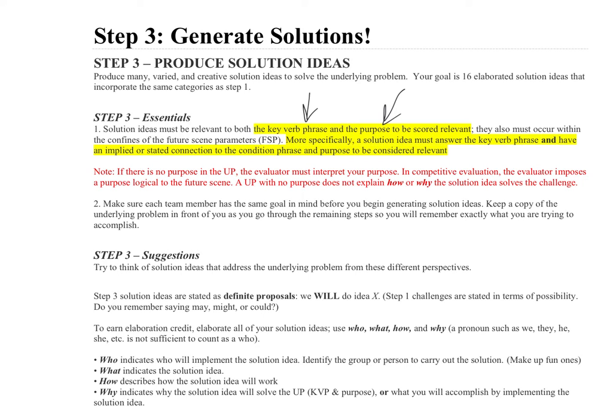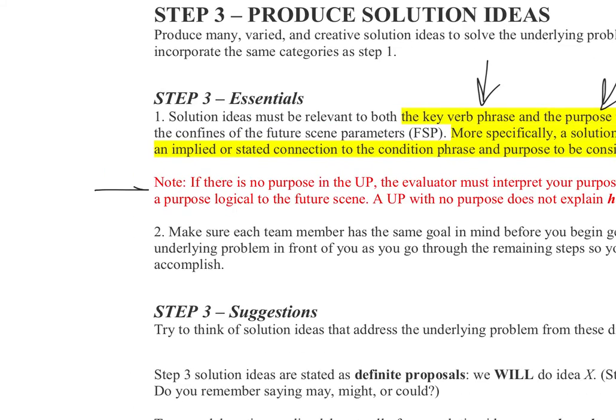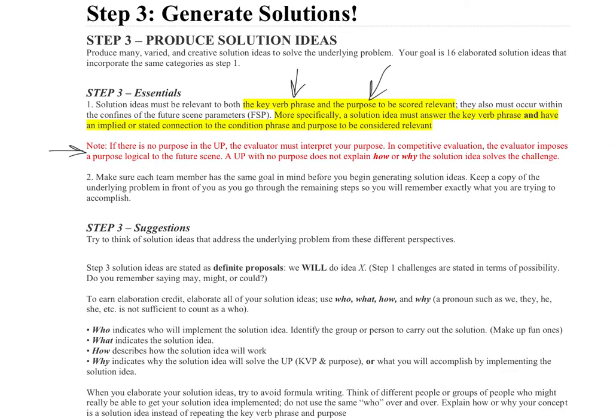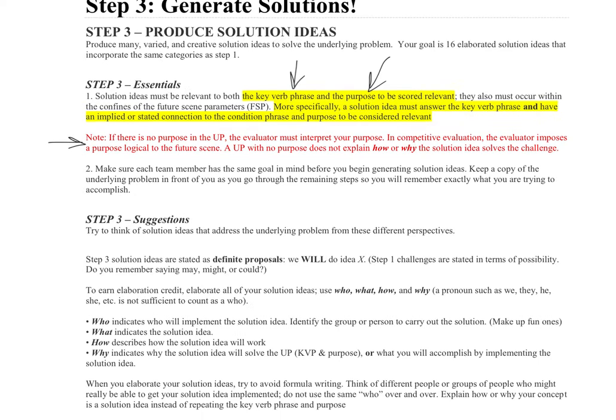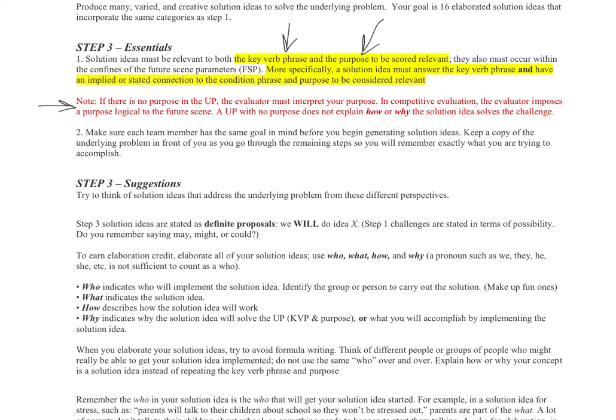So, this was one of the critical errors. If there's no purpose in the underlying problem, there are then some special things that the graders have to do if you did not have a purpose in your underlying problem. But let's assume that we do. This is a really good idea. Keep a copy of the underlying problem in front of you as you go through the remaining steps. So the rest of the book after step 2 ties into the underlying problem.